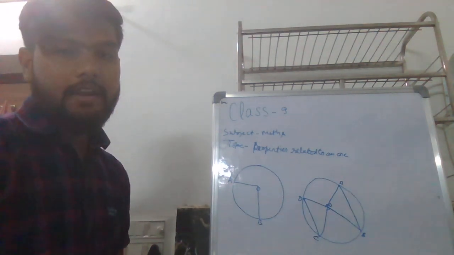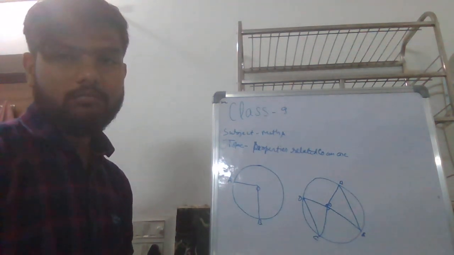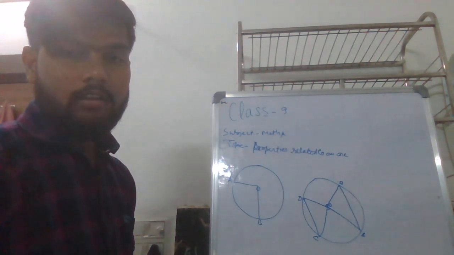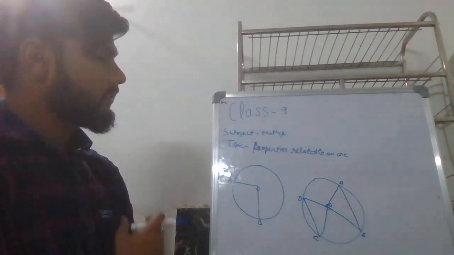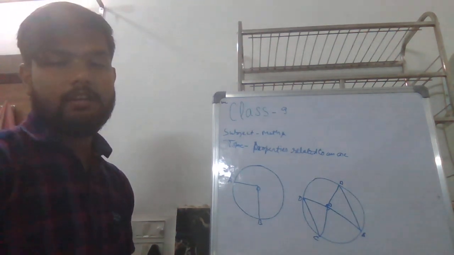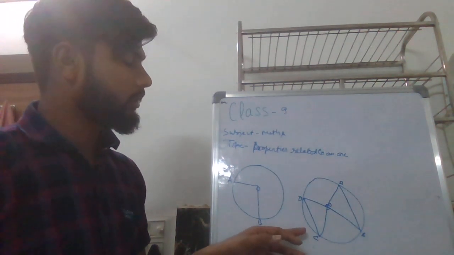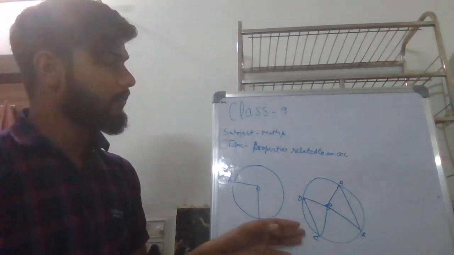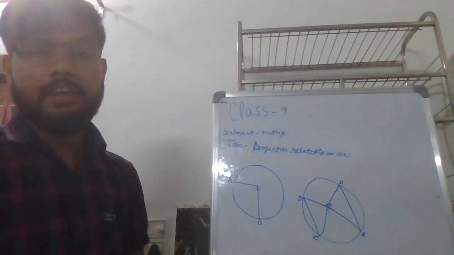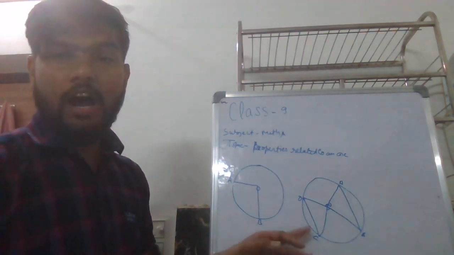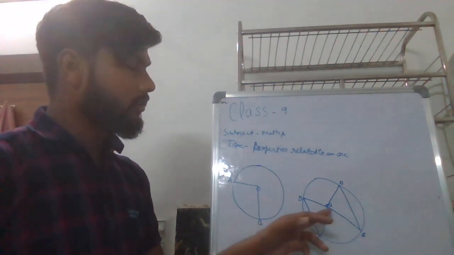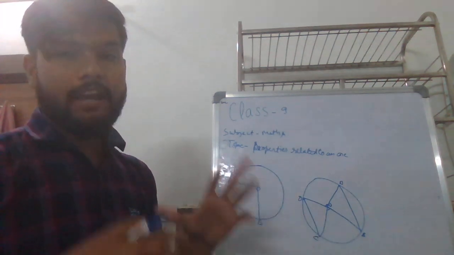So after that we can see this. We have drawn the circle with center O, and we have drawn the triangle inside it. Here we can see that congruent arcs, or equal arcs of a circle, subtend equal angles at the center.